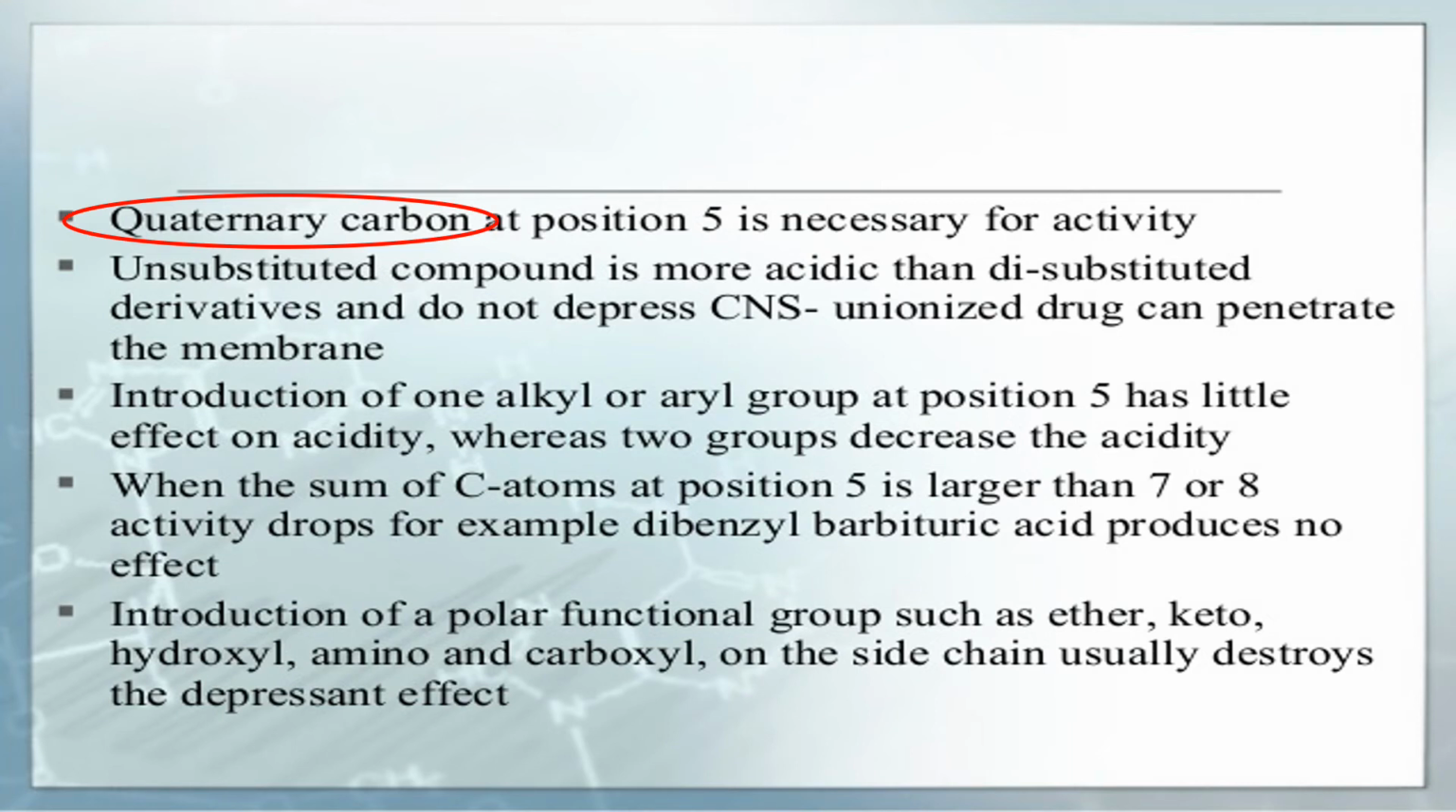Introduction of one alkyl or an aryl, an aromatic group, at position 5 has little effect on acidity, whereas two groups decrease the acidity. Also, when the sum of the C atoms at position 5 is larger than 7 or 8, activity drops. For example, dibenzyl barbituric acid produces no effect at all. Introduction of a polar functional group such as ether, keto, hydroxyl, amino, and carboxyl on the side chain usually destroys the depressant effect.